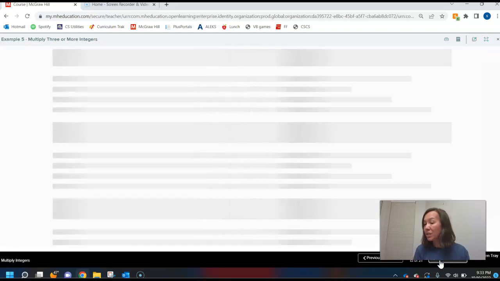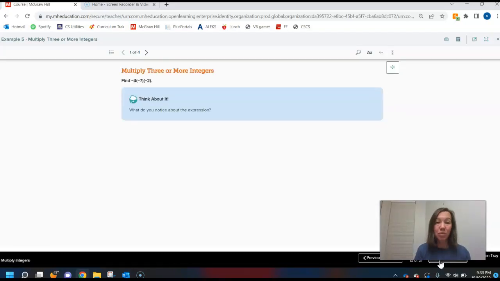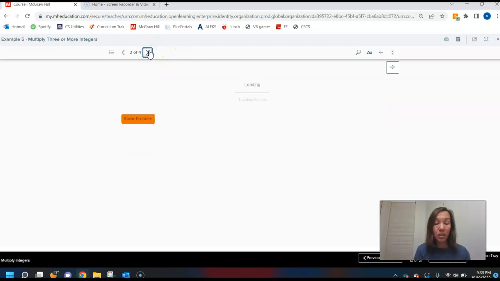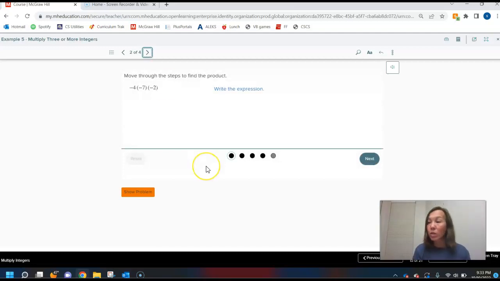And then the last thing for today, on page 153, example 5, when we multiply three or more integers, all you're going to do is multiply them 2 at a time. So you can fill in on page 153 these boxes, but we can either multiply the negative 4 and the negative 7 first, if we want. So that would give us positive 28.